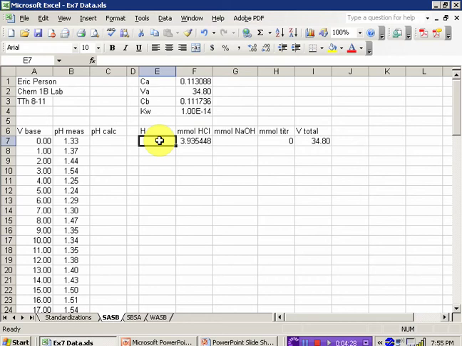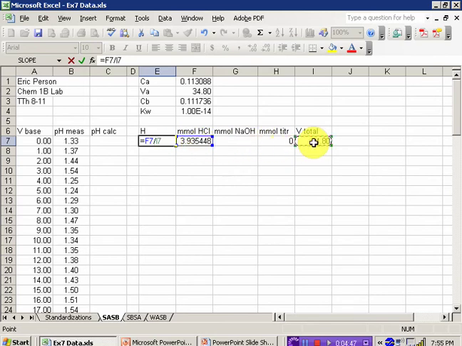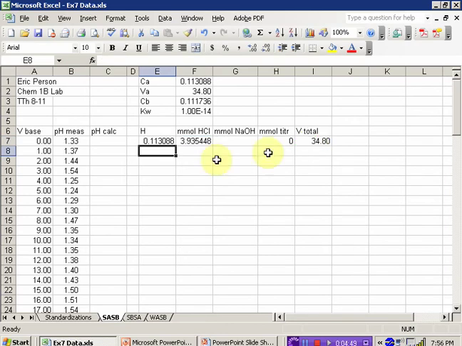Okay. To get to the hydrogen ion concentration, I need to get that millimoles to a concentration. And I need to recognize that hydrochloric acid is a monoprotic strong acid, so my concentration of hydrogen ion is going to be equal to the concentration of HCl, which is the millimoles of HCl divided by the total solution volume.